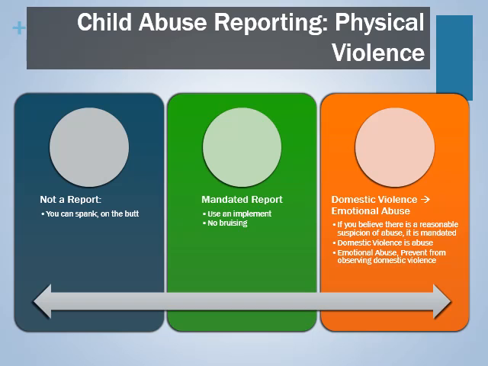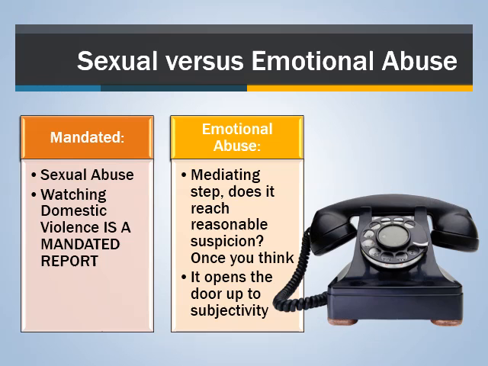Domestic violence can now be categorized as emotional abuse. So you're not reporting the domestic violence, you're reporting the emotional abuse to the child that is resulting. And this is actually mandated. That's part of why I'm a little confused here, but that is part of why they put emotional abuse into the code, to prevent kids from having to witness domestic violence.